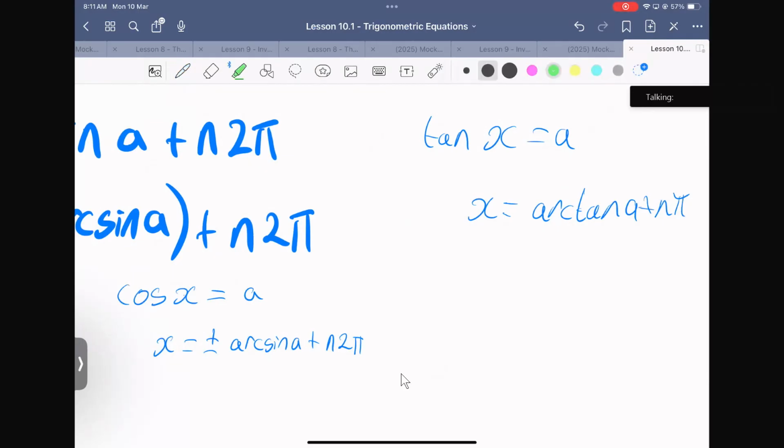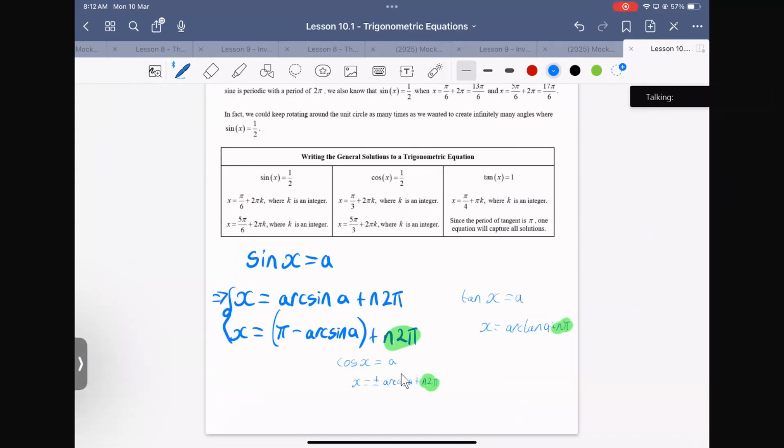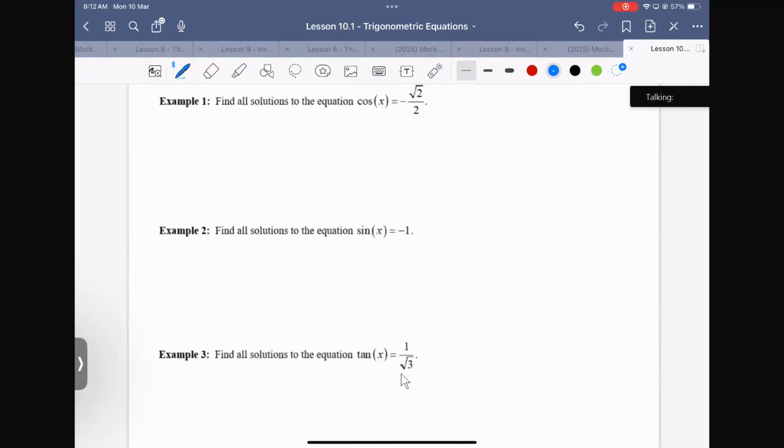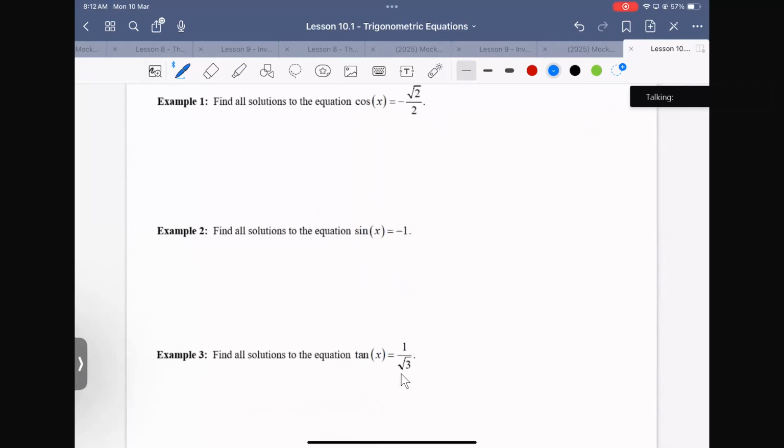Why is this n2 pi, this n2 pi, but this one only n pi? Oh, sorry, I see it. This is arc cos. Why is it n2 pi and the other one only n pi? Exactly. All right, let's move on. Have a go at solving these three equations. 5 minutes.